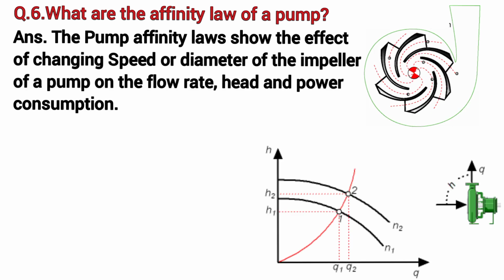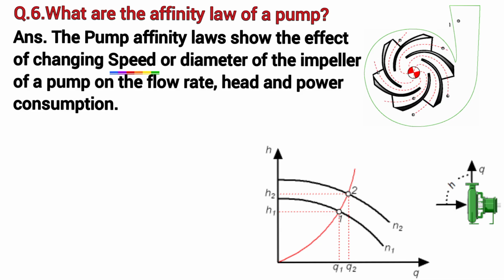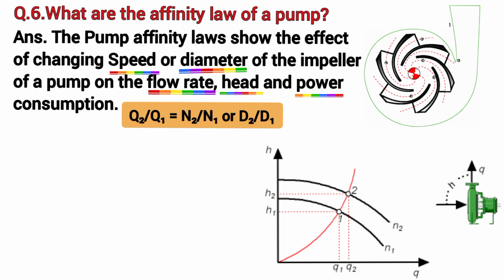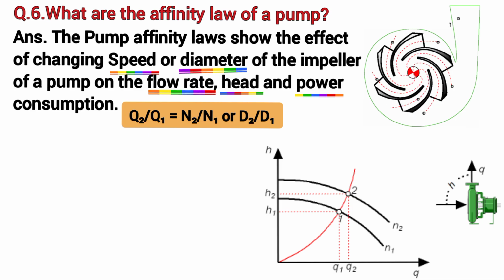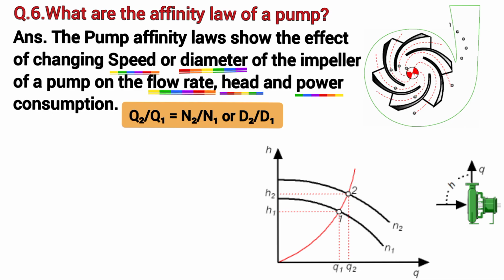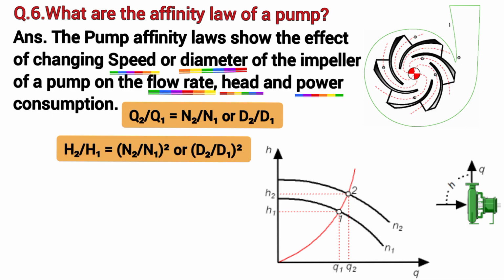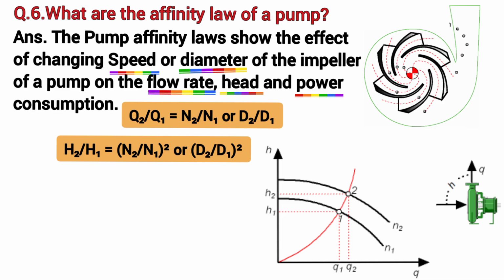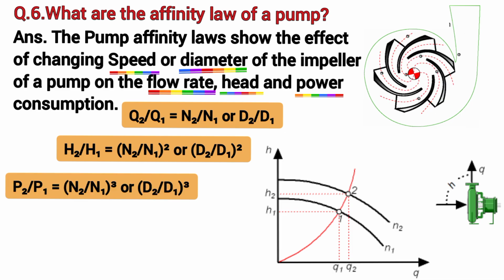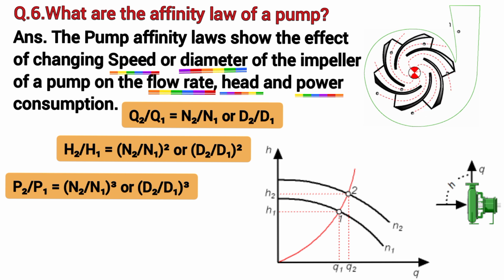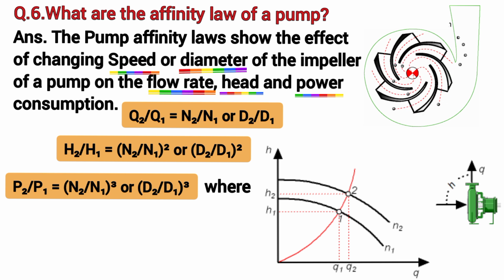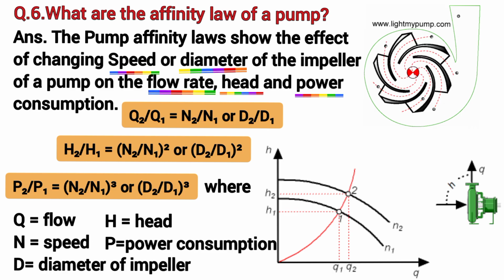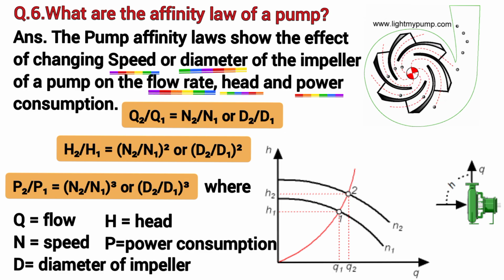What are the affinity laws of a pump? The pump affinity laws show the effect of changing speed or diameter of the impeller of a pump on the flow rate, head and power consumption. Q2/Q1 = N2/N1 or D2/D1. H2/H1 = (N2/N1)^2 or (D2/D1)^2. P2/P1 = (N2/N1)^3 or (D2/D1)^3. Where Q is flow, N is speed, D is diameter of the impeller, H is head, and P is power consumption.